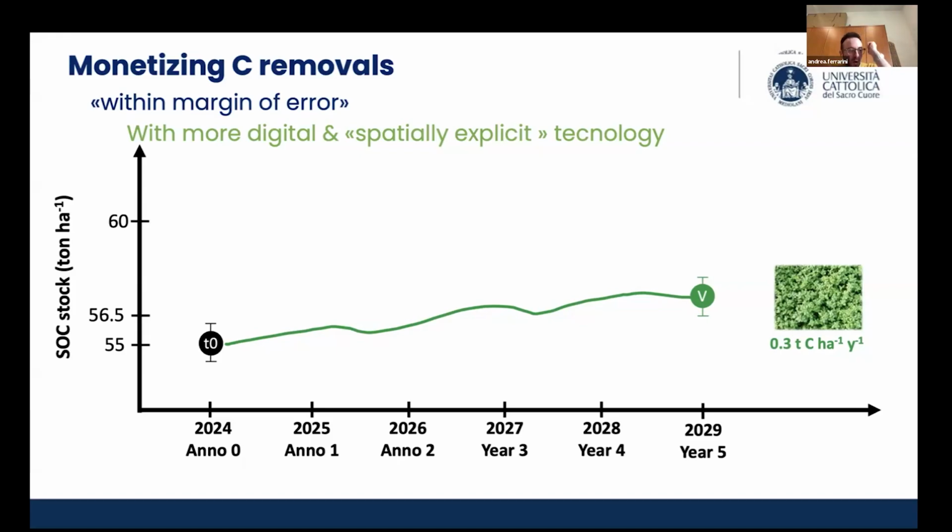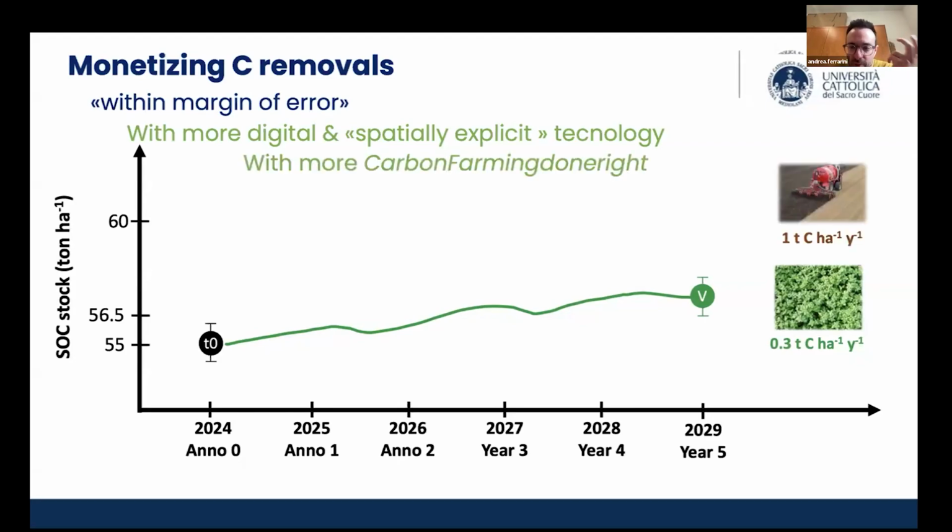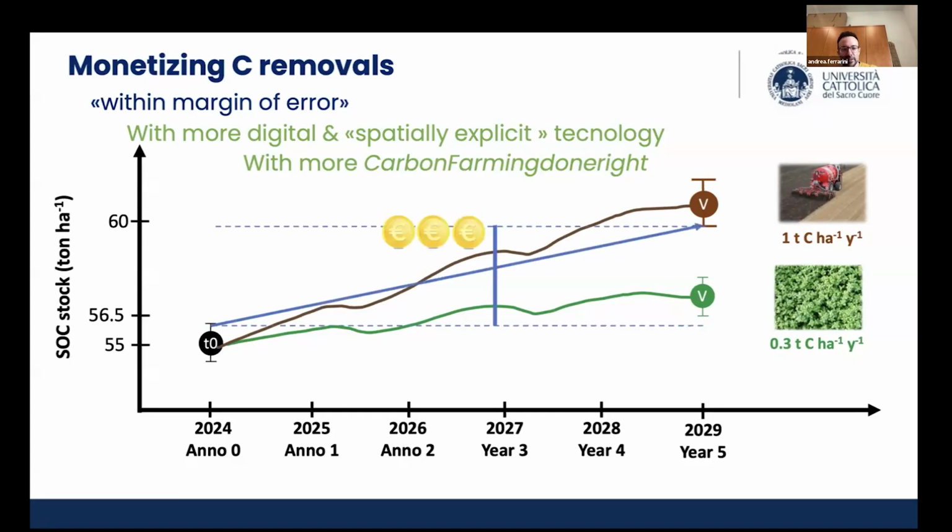But, and now I'm taking the cap of agronomists and farmers, we have to sequester more carbon, not just to be paid back. If we sequester a lot of carbon, it means adopting carbon farming done right, so we also increase the soil organic matter. But to do that, we need to apply only the practices that are really able to increase soil carbon in the short term. Because if we do so, even if we are not so precise and accurate, we can for sure work within the margin of error to verify and monetize the carbon removals.